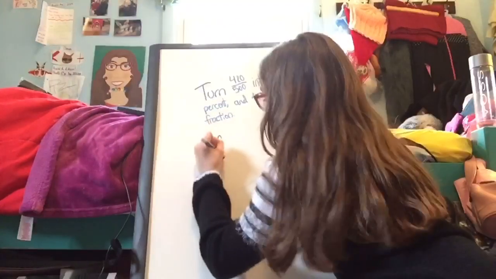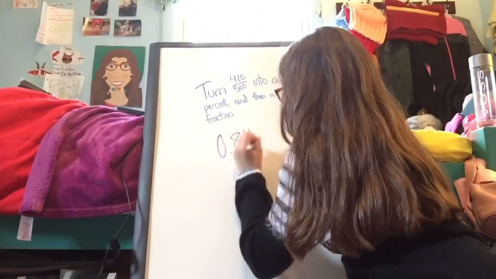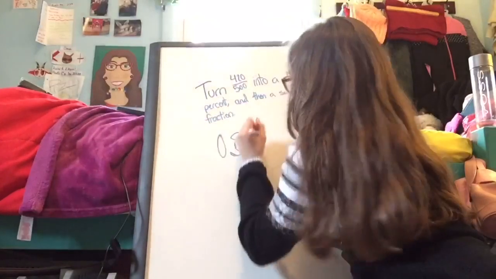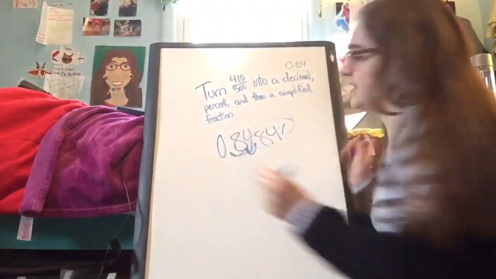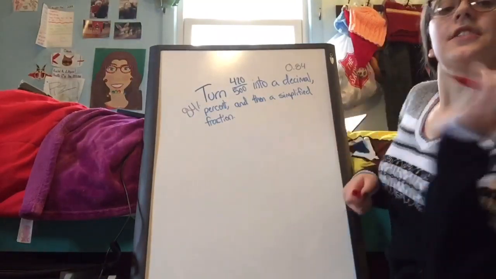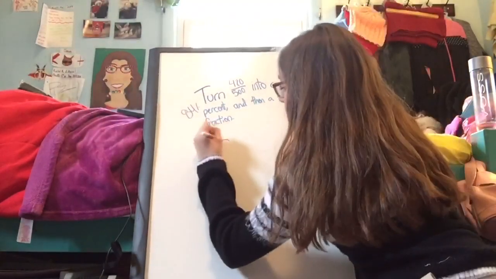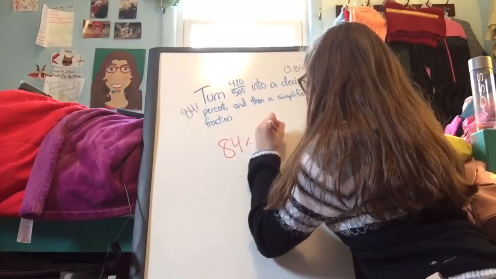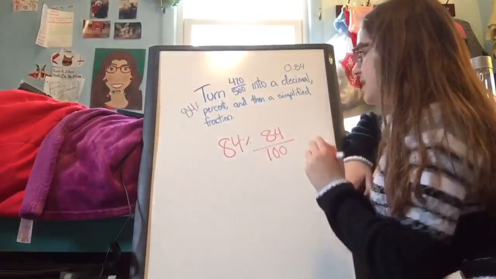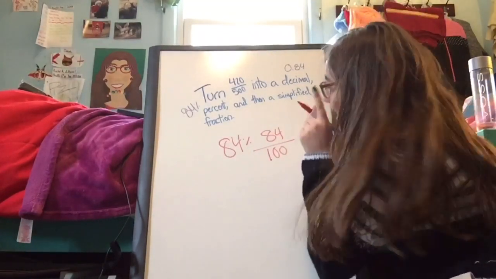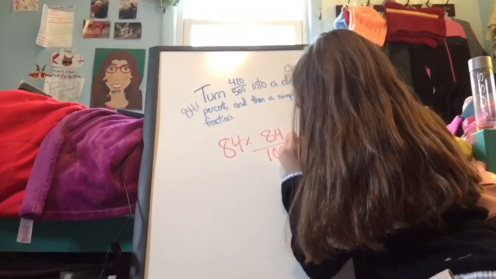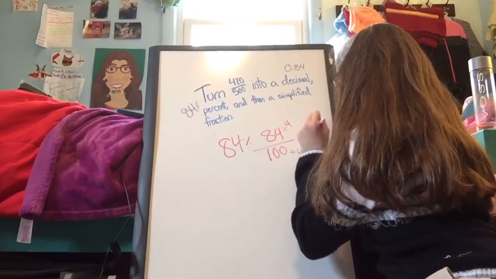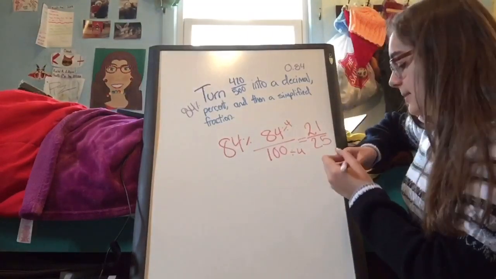Now, we have to turn 0.84 into a percentage. This is very simple. We just take 0.84, move the decimal 2 places to the right, and we get 84%. We have to turn 84% back into a simplified fraction. So we turn that into 84/100ths, which we can simplify. Both are divisible by 4, so divide by 4 on the top and divide by 4 on the bottom. That gets us 21/25, which cannot be simplified any further.